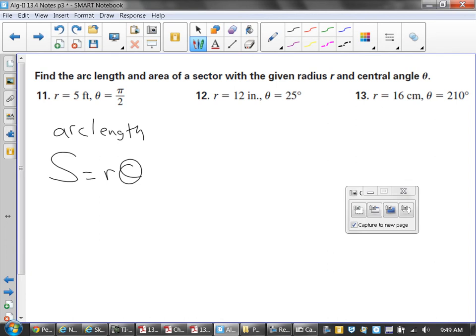What was theta? Theta was always in radians. This was always done in radians. So theta was always in radians, so you might have to do a conversion here.